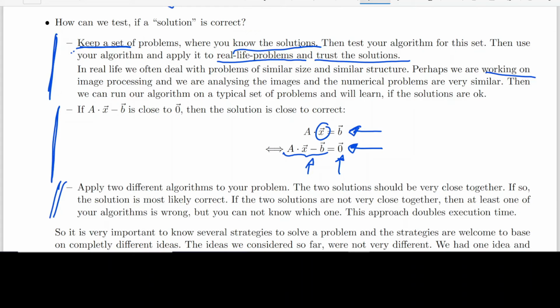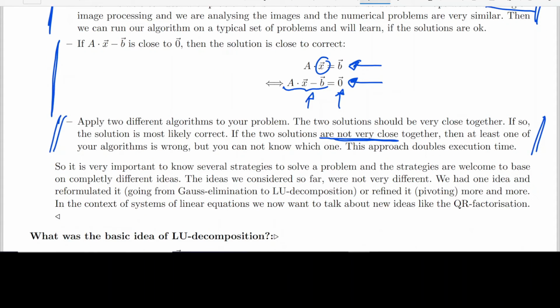If they are not very close together, that means at least one of these solutions is incorrect, but we don't know which one, and maybe both solutions are incorrect. It's impossible to know which one is correct if we use that concept and we are not in the situation described above. Okay, so this last concept is motivating the following.